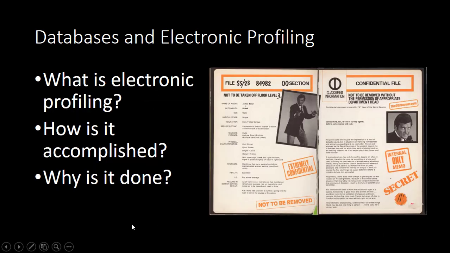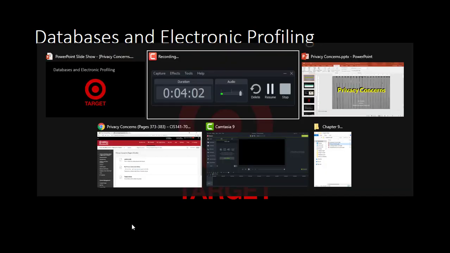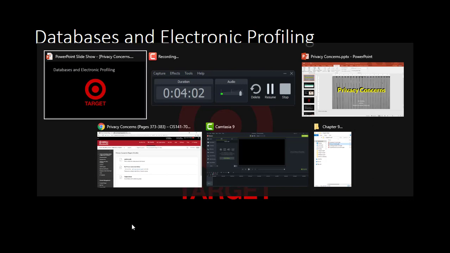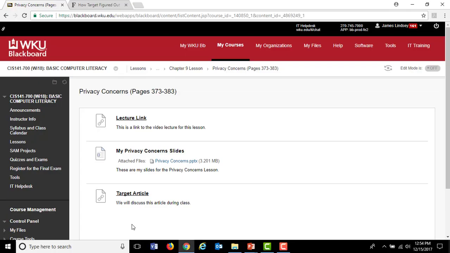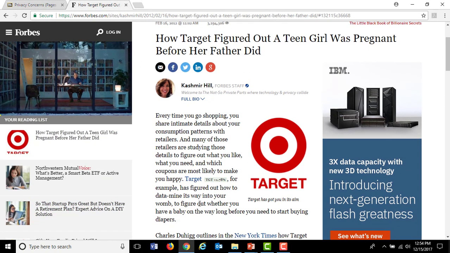Okay, so we've talked about this. What is this electronic profiling? I would now encourage you to jump over to that Target article. It's from Forbes magazine. This is not a new article, but it's very interesting. I love using this case in class because it gets people's attention.